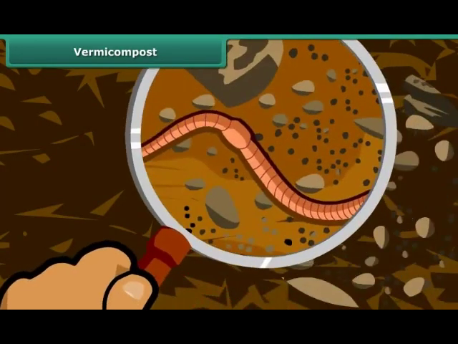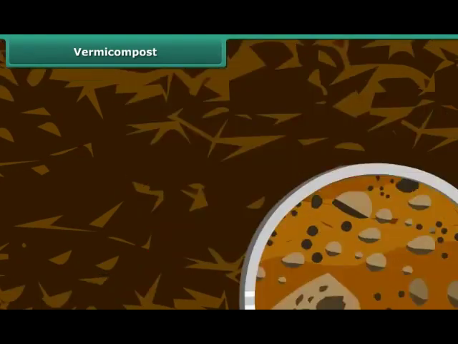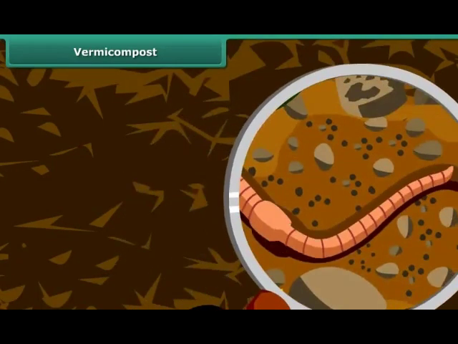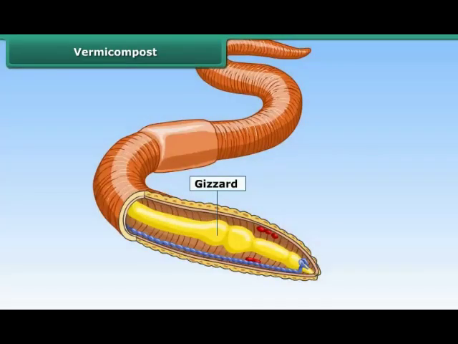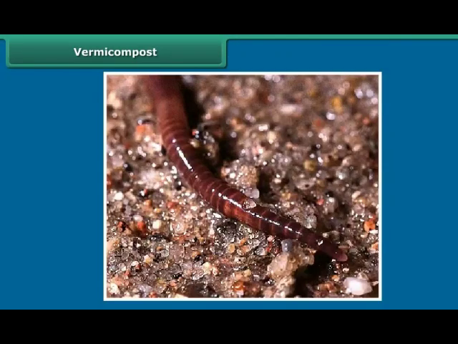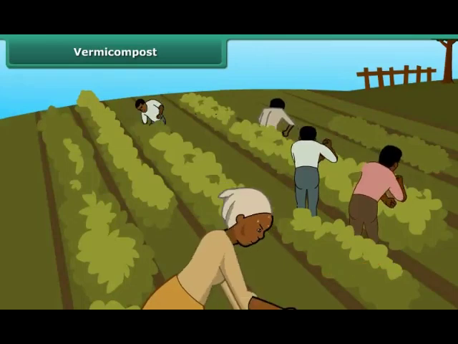Students, you might have seen earthworms in the rainy season. They convert the kitchen waste into compost. This is known as vermicomposting. The red worms used in vermicomposting do not have teeth. A special structure called gizzard is present in them which crushes down the food. These worms cannot live in hot or cold environments, therefore moisture is required in the formation of vermicompost. The compost obtained from vermicomposting is used in agriculture.